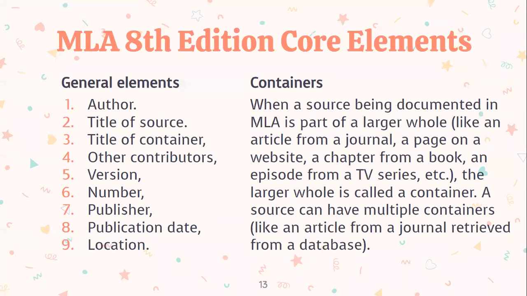So when you're using the MLA 8th edition, one of the things that's really different from previous editions is the way that it has its core elements set up. These general elements are author, title of source, title of container, other contributors, version, number, publisher, publication date, and location. And that is not really general enough to capture everything, but we'll look at a couple of examples in a minute and see how these different element pieces get tied to those examples.